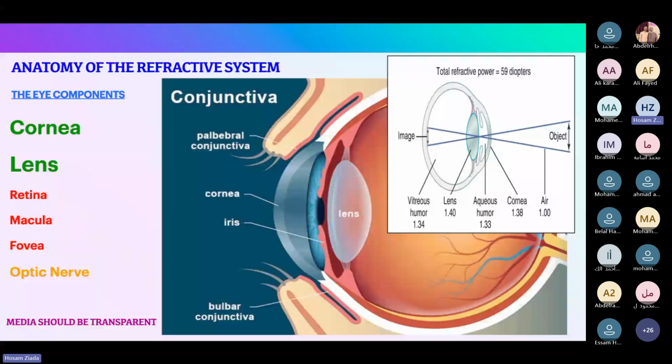Refractive index means the ability of the media to refract the light. The light in the air has a refraction different from the light in the water or the fluids, like aqueous in the glass, in the corneal tissue. So the refractive index in the air is 1. So 1 to 1 equals 0. So the light rays passing in the air have no refraction. The air doesn't refract the light, so the light passes with no change in direction.